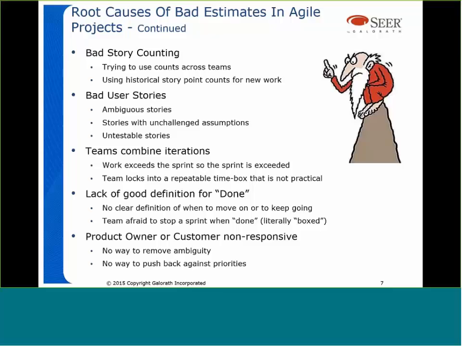I like a good definition of done. Sometimes people are done too early, or sometimes they're never really done. And again, when you're building an estimate, there's an assumption about what's going to define when something is done. Okay. And lastly, the product owner or customer being non-responsive. If you don't have a good product owner or customer on board, I would almost contend that you're not really doing Agile.